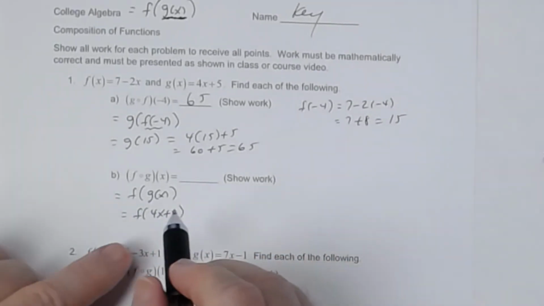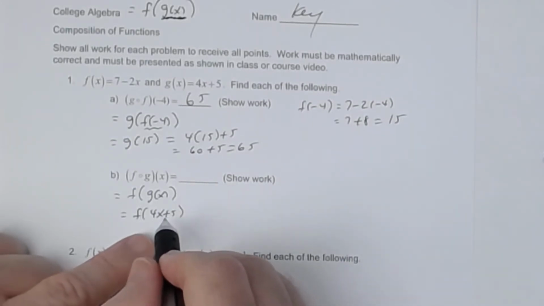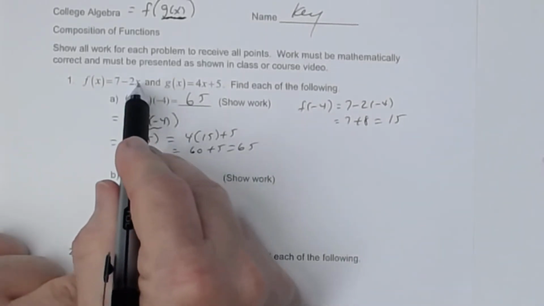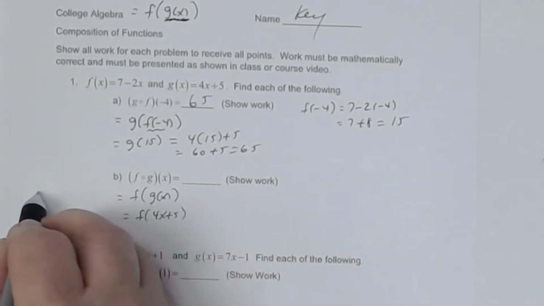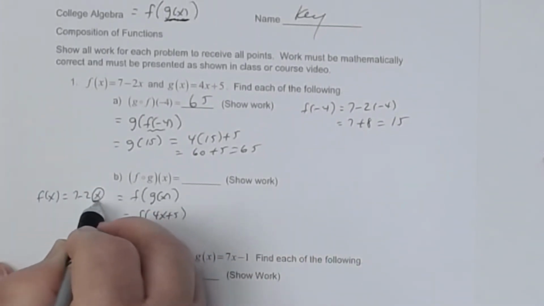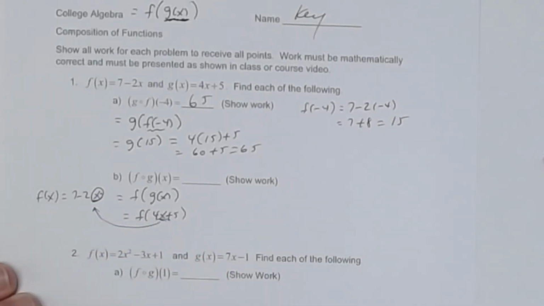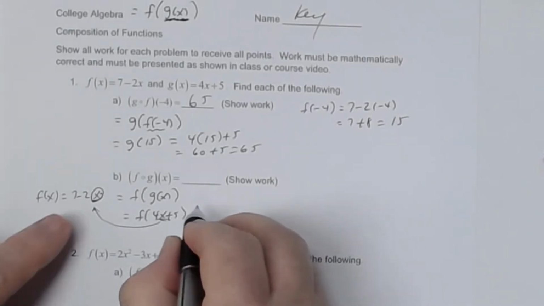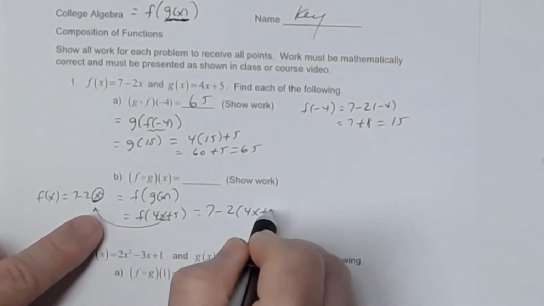Just like you did in the previous exercise, now we're going to find f of 4x plus 5. So now that means I go to my function f, and wherever I see the variable x, I substitute 4x plus 5. So I'm going to rewrite it right here. f of x is 7 minus 2x. In place of this x, I'm going to substitute 4x plus 5. So now that becomes 7 minus 2 times 4x plus 5.